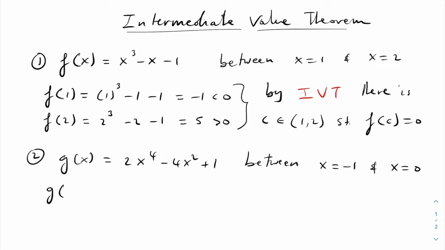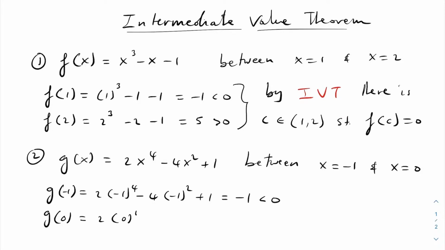And so if you go ahead and figure out what g of negative 1 is, that's going to be 2 times negative 1 in parentheses raised to the power of 4 minus 4 times negative 1 in parentheses raised to the power of 2 plus 1. And so if you add this up together, you will get that this is equal to negative 1, which happens to be a negative number. And g of 0 is equal to 2 times 0 to the power of 4 minus 4 times 0 to the power of 2 plus 1. And that should give you 1, which happens to be positive.